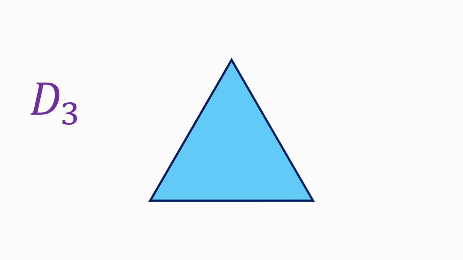Our example group D3 consists of 3 rotational and 3 reflectional symmetries. The 3 rotational symmetries themselves form a group. Here we have closure because any 2 rotations combine to form a single rotation. We also have inverses because any rotation can be undone with another rotation, and the 360-degree rotation is the identity element because it leaves us back where we started. The subgroup of only rotations is called C3.